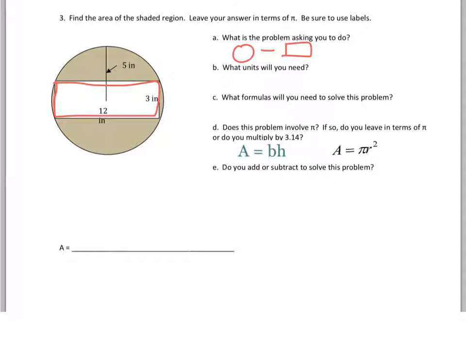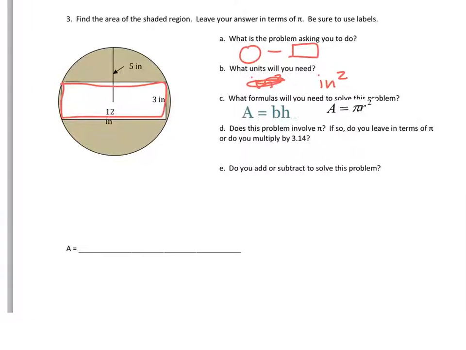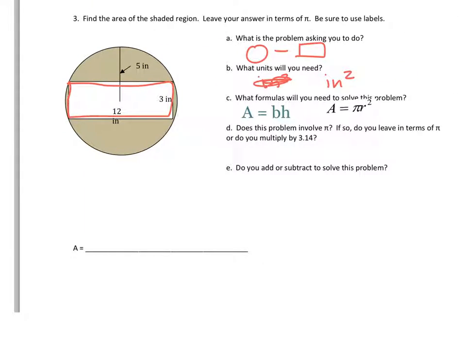Its area. So we're going to need inches squared. That's not very good. We'll write that again. Inches squared. There we go. What formulas? Well, I have those right here for you. There we go. There's the formulas. So we have circle and rectangle. So here's circle on the right side, rectangle over here. We can even move those around if you prefer.